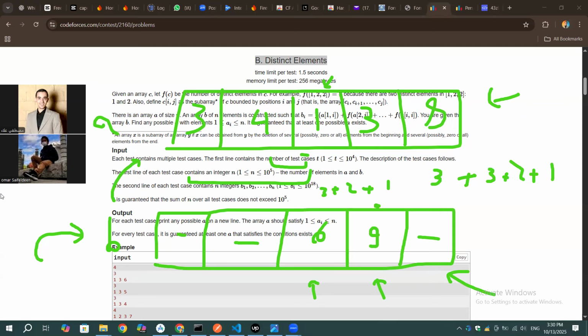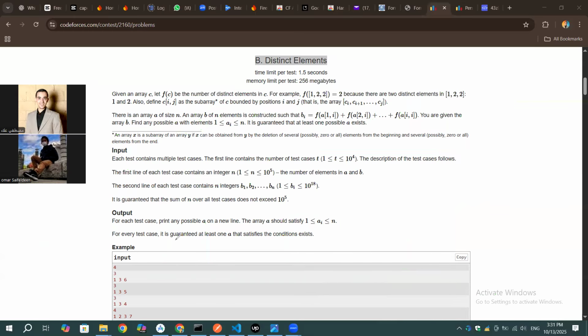Did anyone notice anything for array B? Let's pick any array B. By the way, it's guaranteed that there exists at least one valid array. Why did they say that? I guess because it's hard to handle invalid cases, or not too hard, but just to make the problem easier. There exists one, so we will not be handling invalid cases. Anyway, so let's see this array.